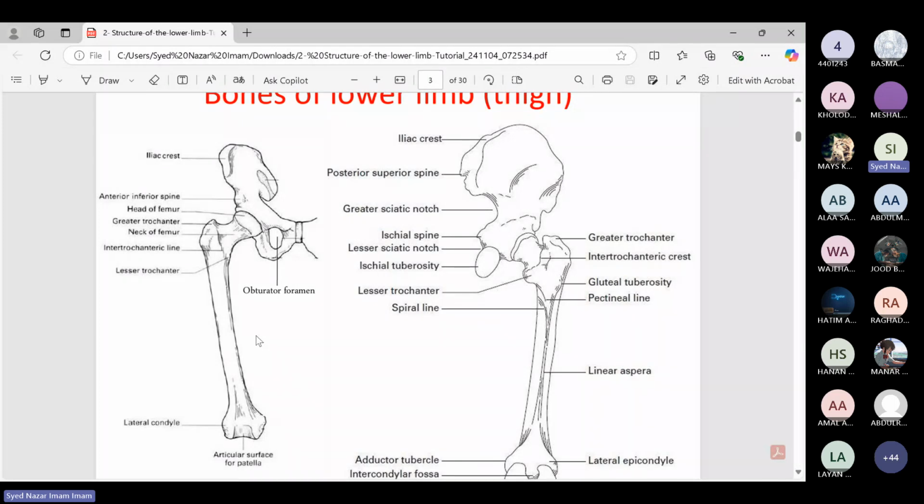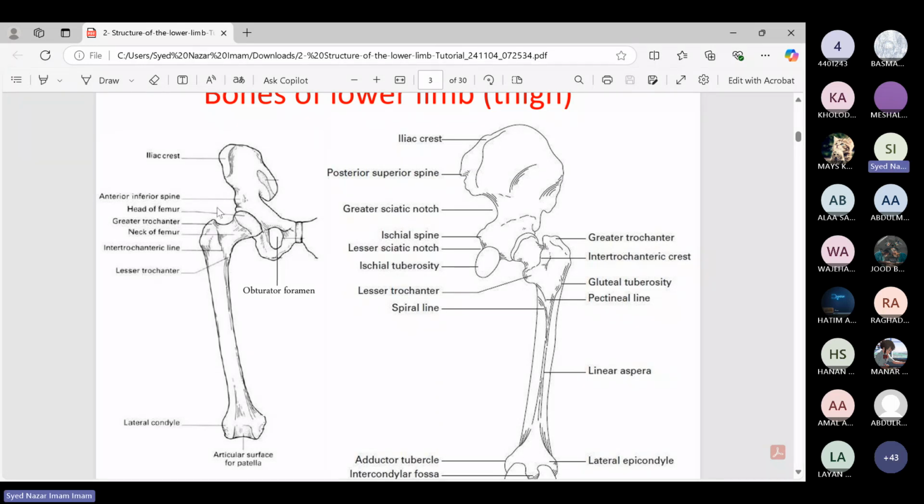Now compare this bone, the femur, with the humerus. The femur is the largest bone of the body, so you will see the structure is bigger than the humerus. The smaller part in the humerus, we call a tubercle, the greater tubercle and the lesser tubercle. Here it is large, so we call it the greater trochanter and the lesser trochanter. These are two very important bony landmarks in the femur.